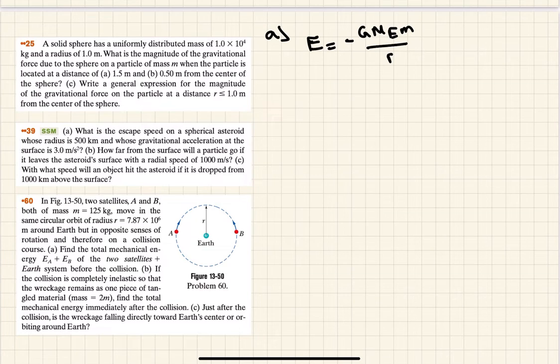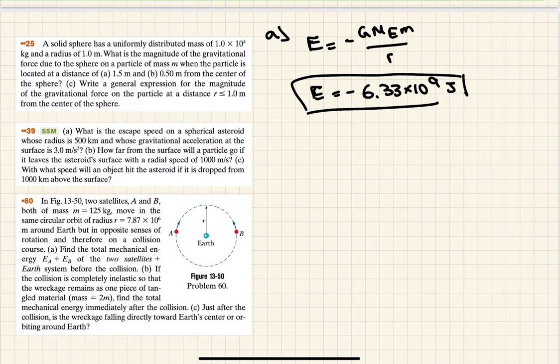All right, what can we do from there? We can actually plug it in because it's asking us to calculate it, not as an expression. So we know G, we know mass of the Earth. Does it give it? No, it doesn't give it to us. So we need to know that. Probably search it up, or on a test it'll give it to you. We know the mass of each satellite is 125 kilograms, and this radius here is 7.87 times 10 to the power of 6, and yeah, there you go. You plug all that in, you're going to get a mechanical energy of negative 6.33 times 10 to the power of 9 joules. Okay, that was part A.